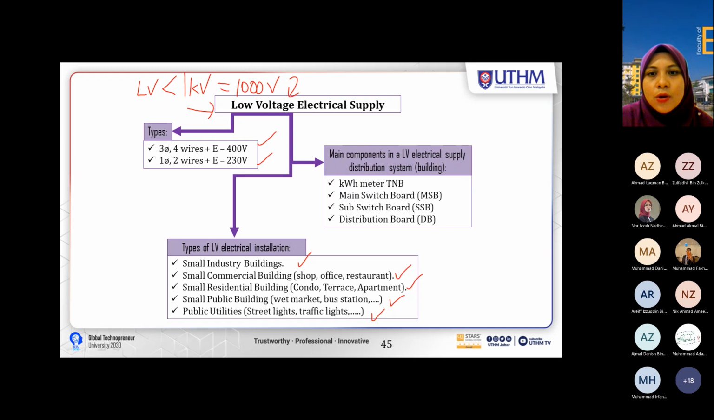Okay, so basically the main components in an LV electrical supply distribution system for a building: we have the meter, the TNB meter must be there. Like I explained earlier, for example your house, we go from the meter straight to the DB, then to the load. But these two are referring to high rise buildings.